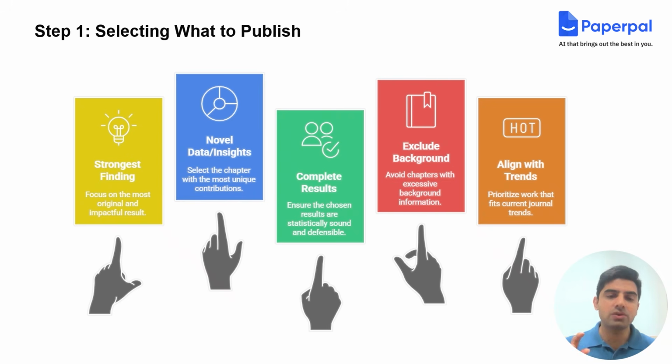So try to pick parts where there are as few threats to your findings as possible. The fourth point is to exclude the background. Do not try to bring in everything, right? Sometimes the background details that are needed in a thesis are not needed in a research paper.